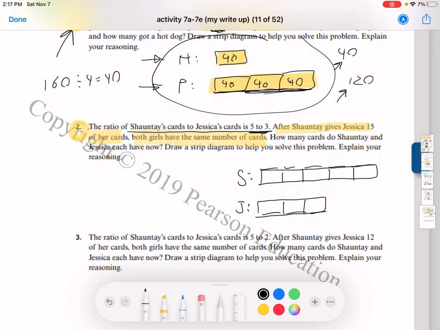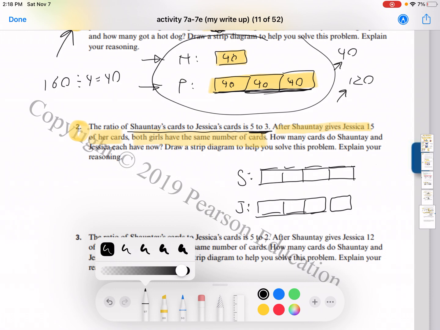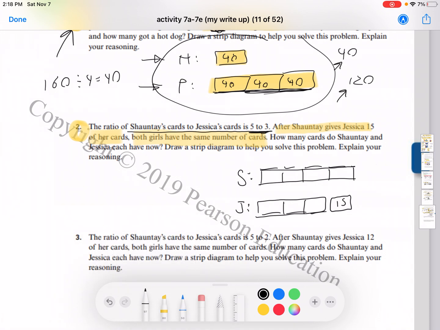So for them both to be the same, let's see. If she were to take this piece over here at the end and move that down over here, they would both have the same. And it said she gave her 15 cards, so this has to represent 15 cards, which means every single one of these has 15 cards. And now we can go back and answer our question, how many do they each have now? And the answer is 4 groups of 15, which is 60. And you could then work back to the beginning of the problem and say, well, this is how many Shantae had to begin with and Jessica had to begin with, and we could verify a 5-to-3 ratio. But that is just an intro to some of these problems.